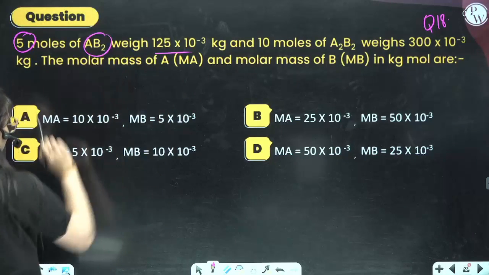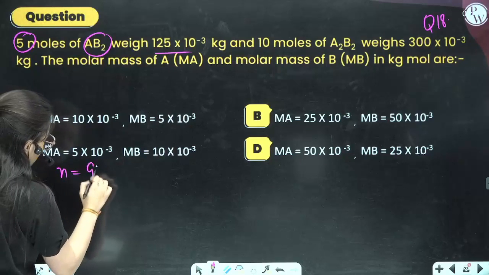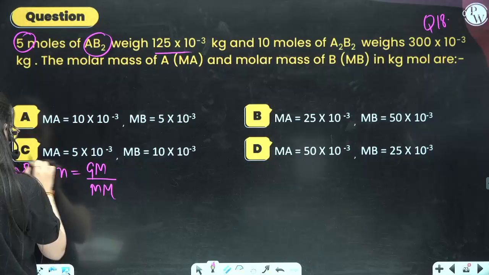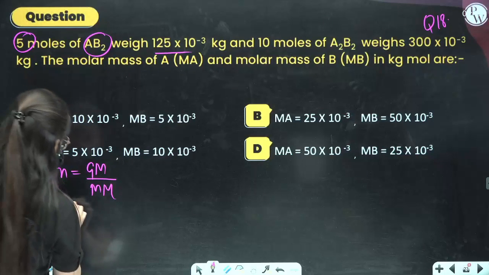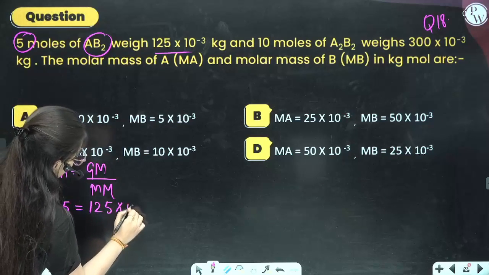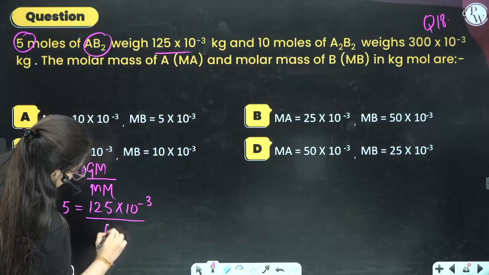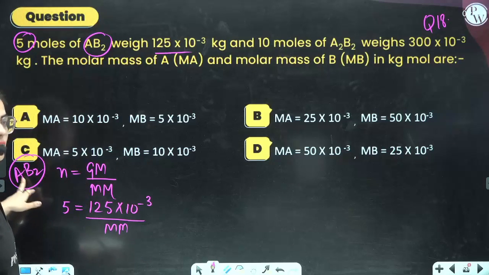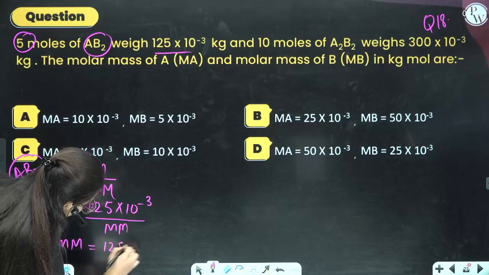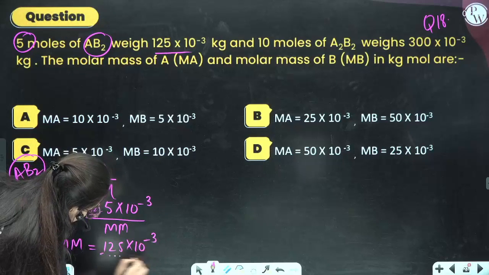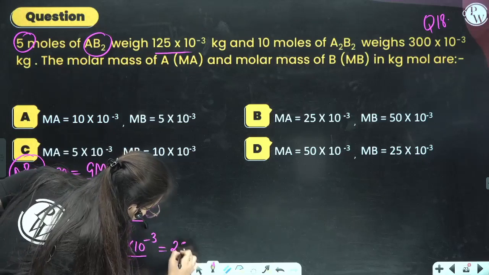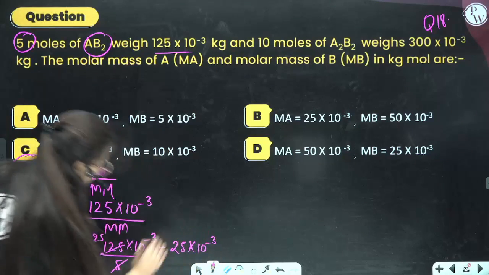For AB2, we know that number of moles is basically given mass upon molecular mass. This I am talking about AB2. So number of moles is 5 moles. Given mass is 125 into 10 raised to the power minus 3, divided by molecular mass. Now can we calculate molecular mass for AB2? Molecular mass comes out to be 125 into 10 raised to the power minus 3 divided by 5, which is 25 into 10 raised to the power minus 3.